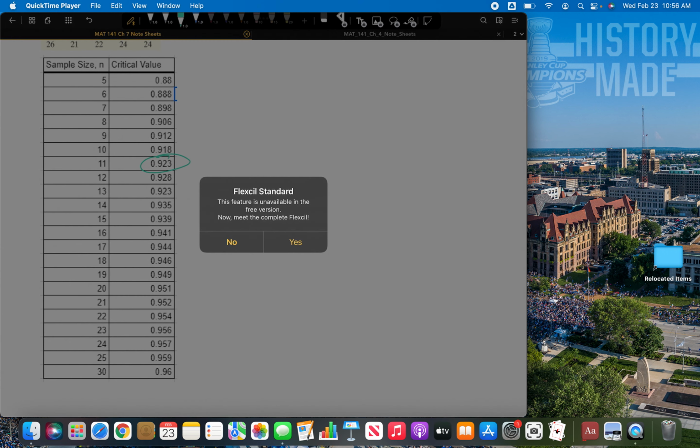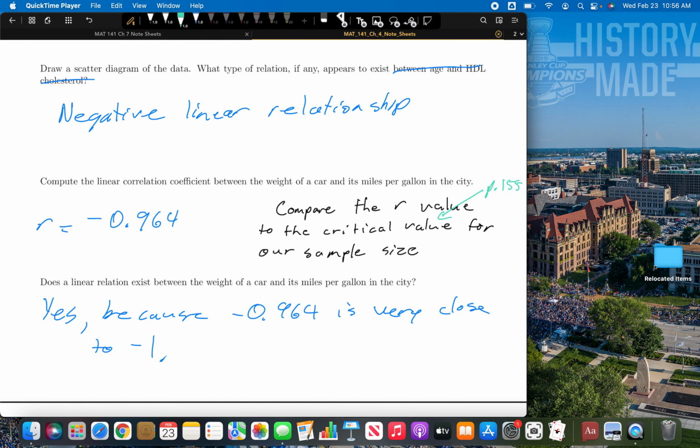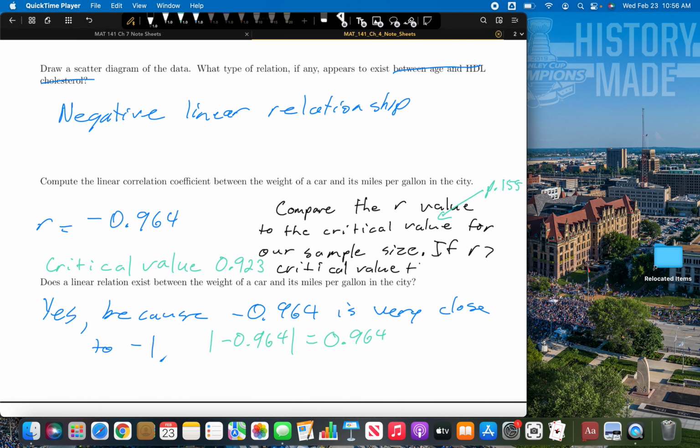So our critical value was 0.923. And what we do is compare the absolute value of our R value, which is 0.964. And if the R value is greater than the critical value, then there is a relationship.